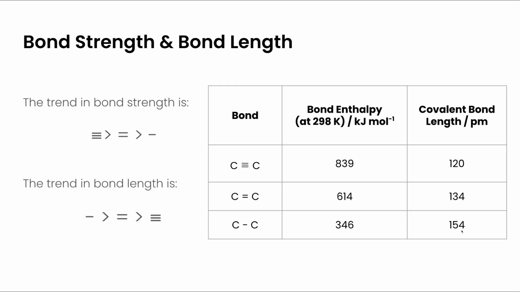All right, so that's it for this video. We looked at what a covalent bond is, what makes up a single, triple, and double bond, and then also what their strength and their length are relative to one another.